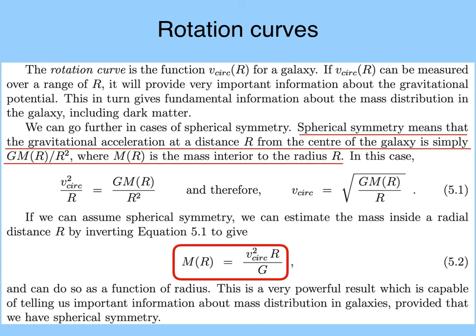So in this case, v squared by r is GM by r squared. As a result, circular velocity is given as square root of GM by r. Inverting this equation, we can then calculate the mass within a radius r as a function of the circular velocity squared, r by G. G is a constant, r we can measure using the images, and circular velocity is the one that we need to measure observationally.